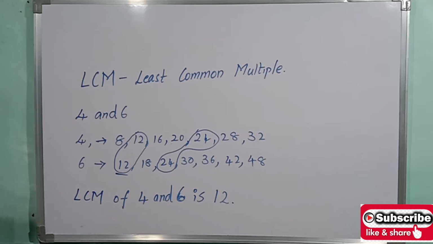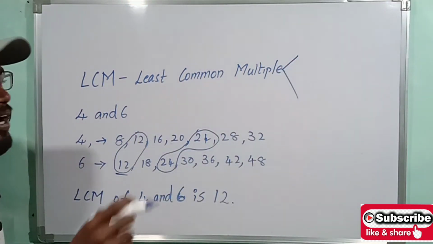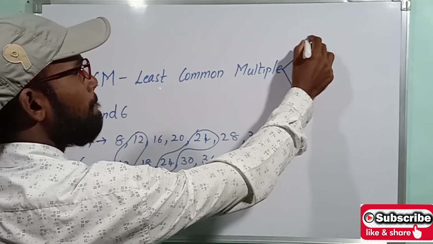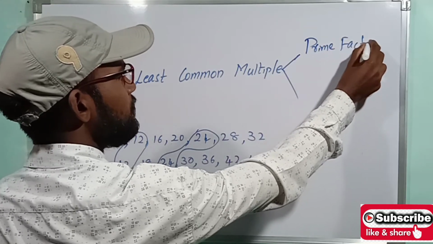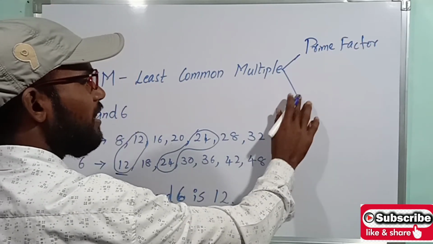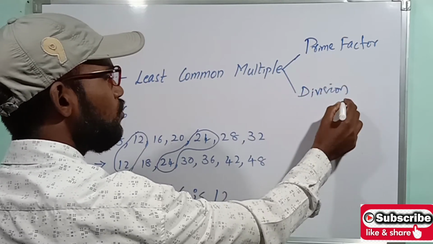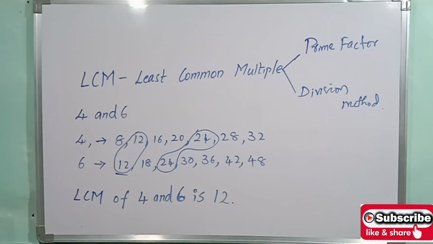There are two methods to find the LCM, least common multiple. The first one is the prime factorization method. The next one is the division method. So these are the two methods. I will explain clearly what the prime factorization method is and what the division method is.